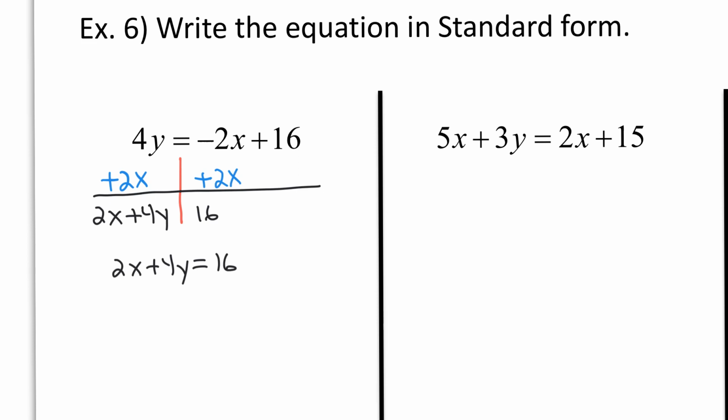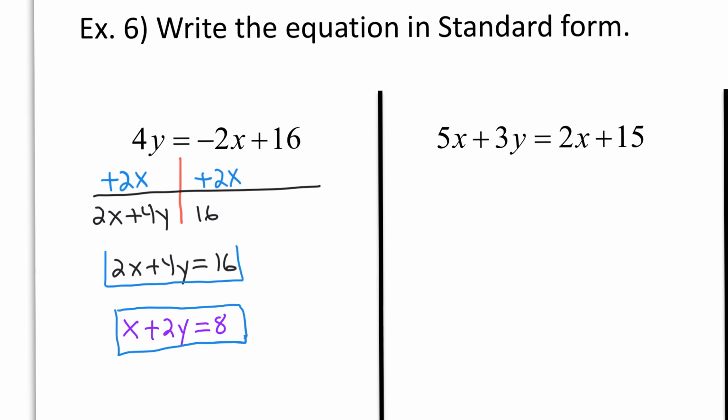So for my simplest form, I'm going to divide by 2. I'm going to divide 2 by 2, 4 by 2, and 16 by 2. So when you divide, we get 1x plus 2y equals 8. 16 divided by 2 is 8. So like I said, one answer can be in the simplest form, where you divide by, in this case, 2. Or if your teacher doesn't ask you to simplify, you can leave your answer as 2x plus 4y equals 16. Let's go ahead and do the next one.